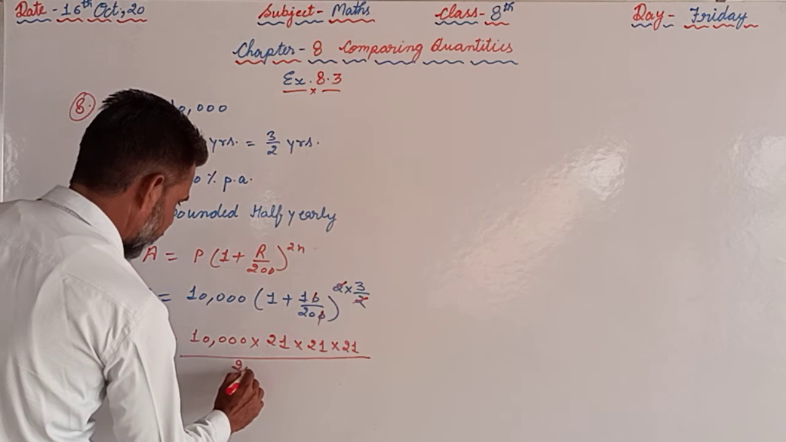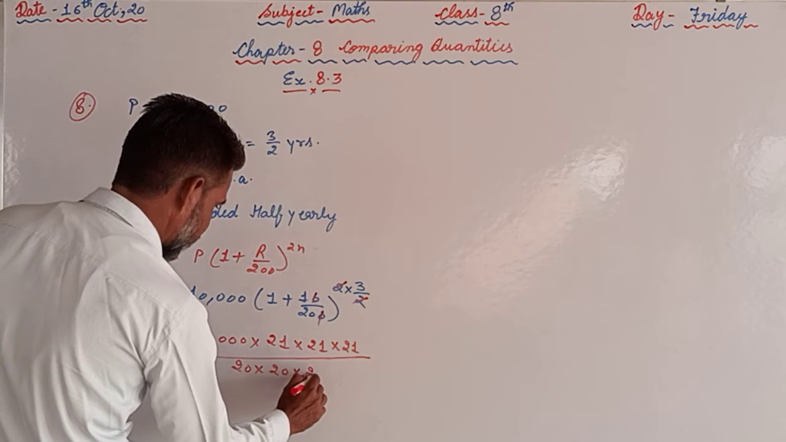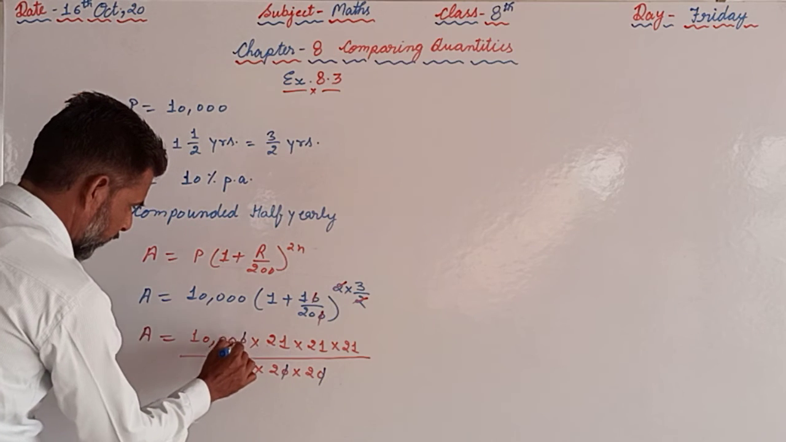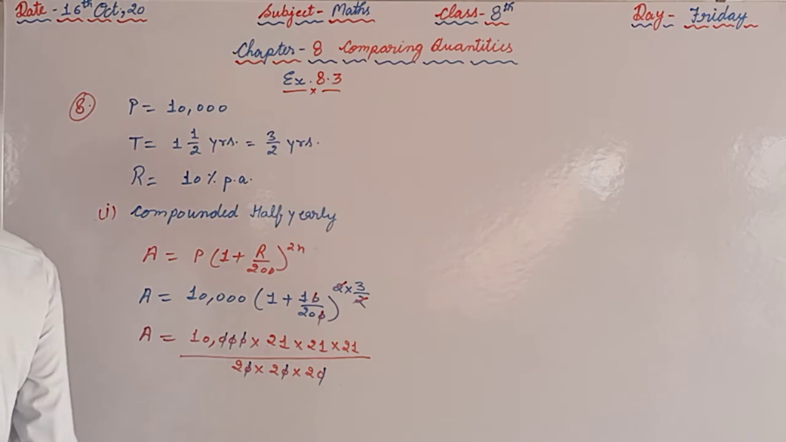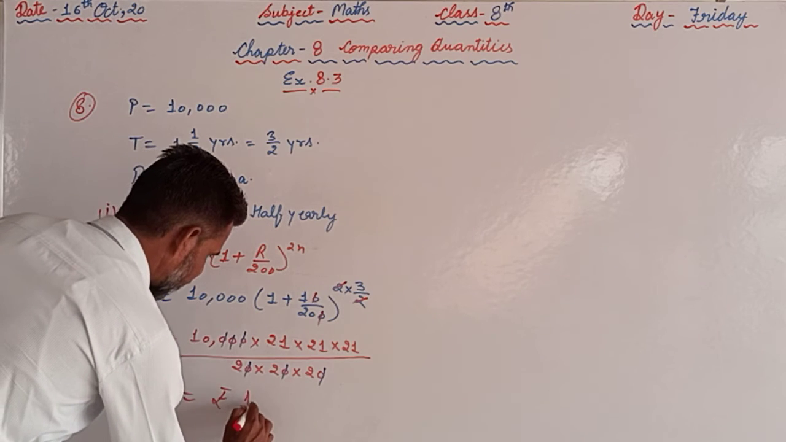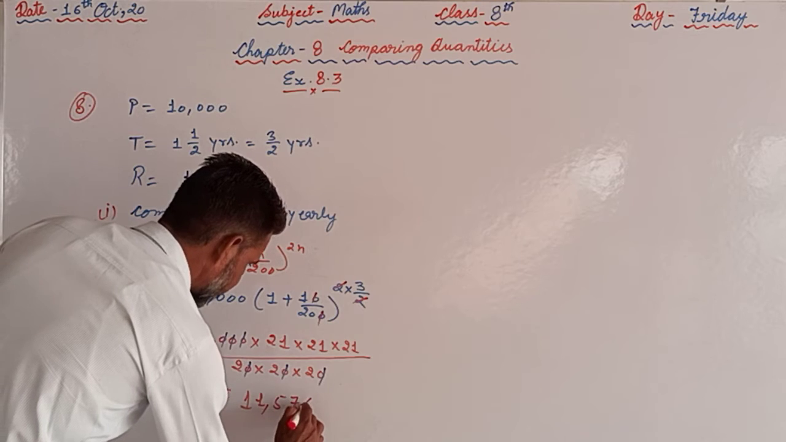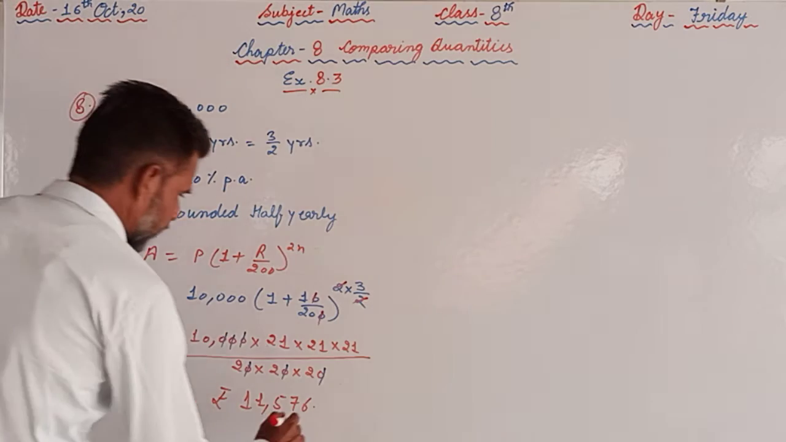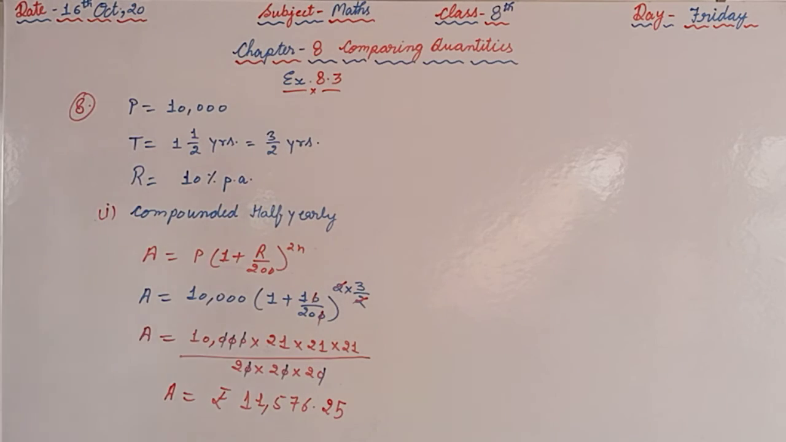upon 20 into 20 into 20. So 3 zeros will be cancelled out, 1 2 3, and afterwards you can calculate the amount. That amount will be 11,576 rupees and 25 paise.